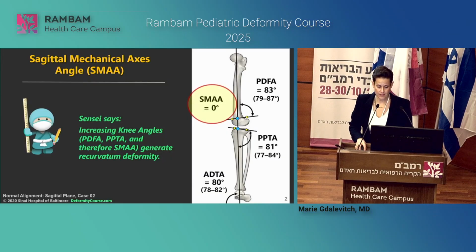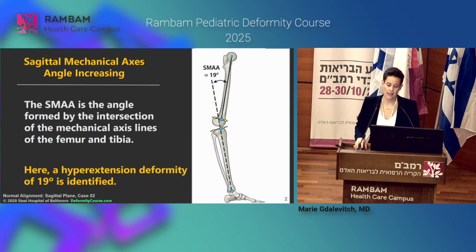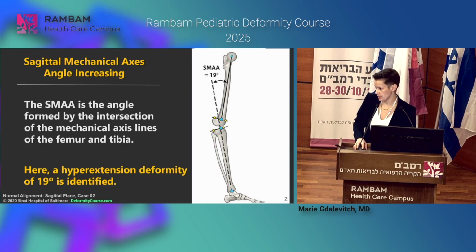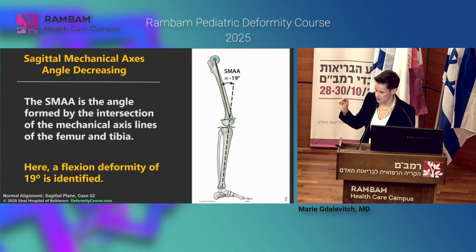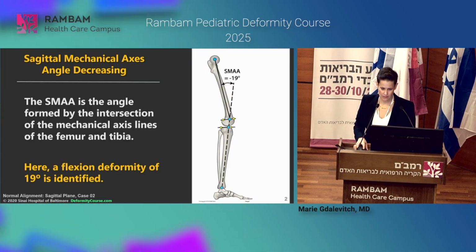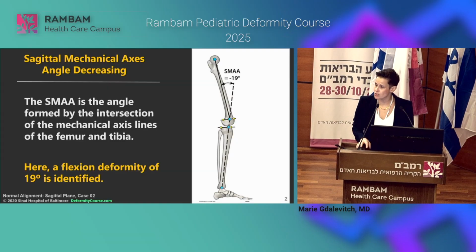But when you have increasing knee angles and you have a recurvatum deformity, your SMAA is going to be positive. At 19 degrees, you have a hyperextension deformity. And if you have a flexion deformity, we're going to say it's negative 19 degrees because it's in flexion. Okay, so when those two lines aren't collinear, you're going to determine how much flexion or extension you have of the leg by doing the SMAA.